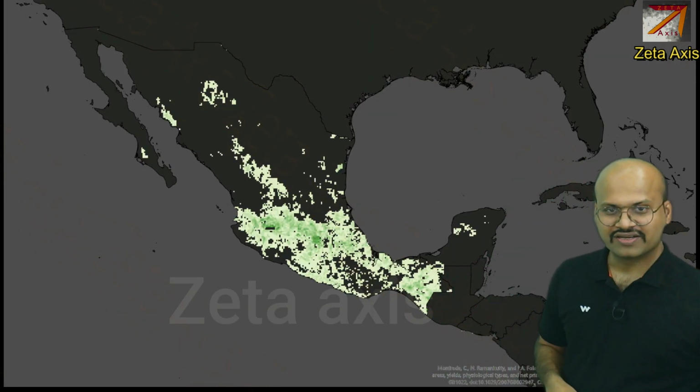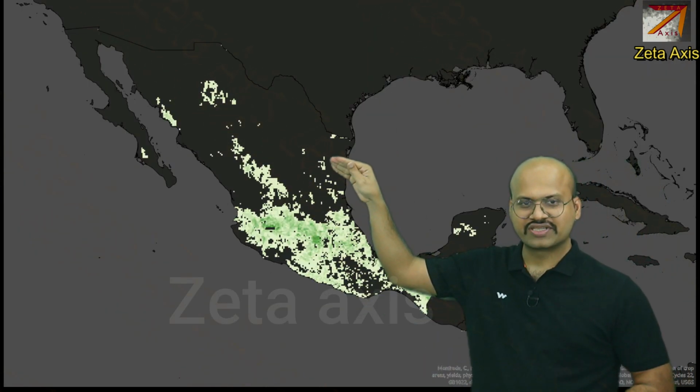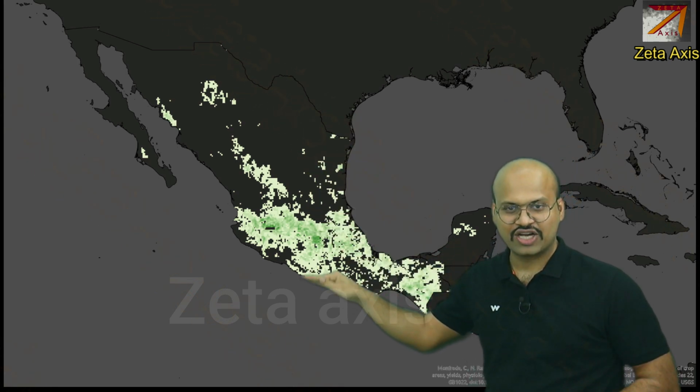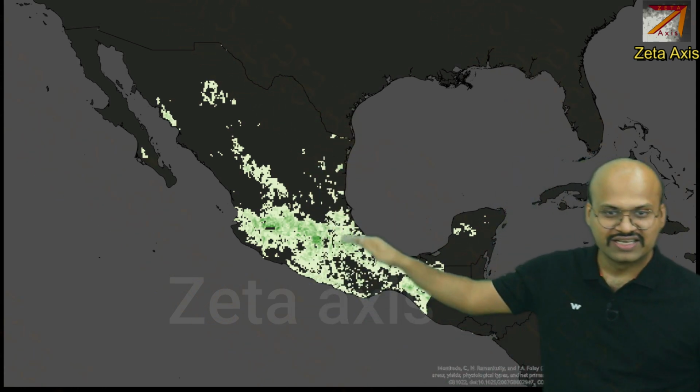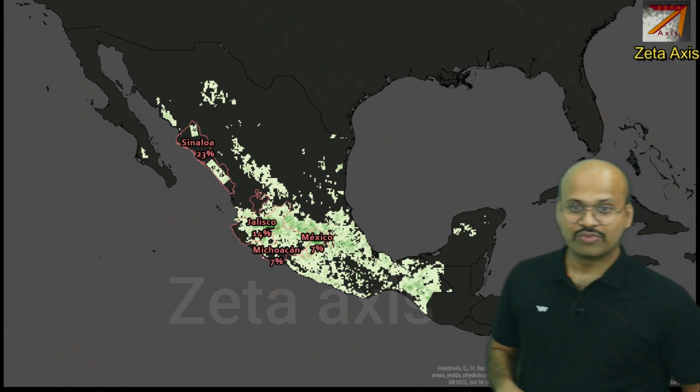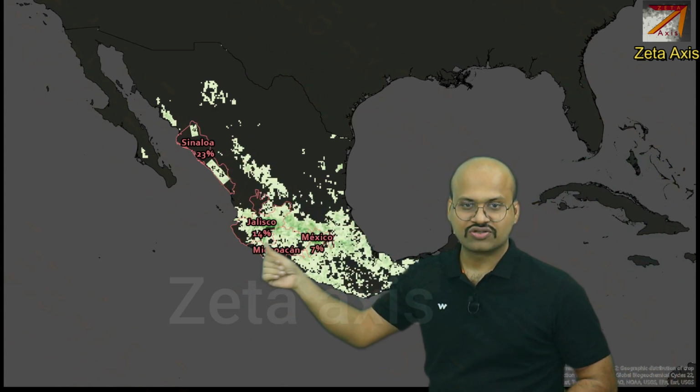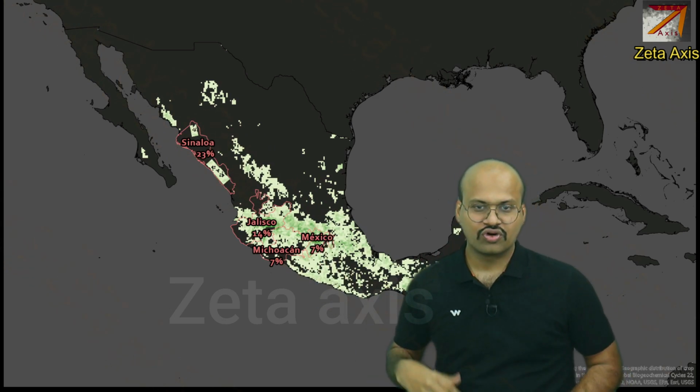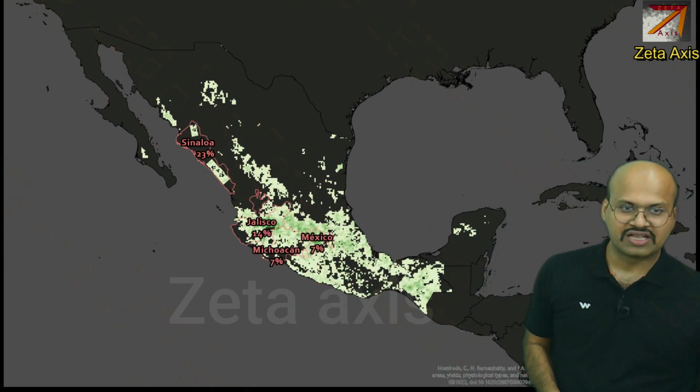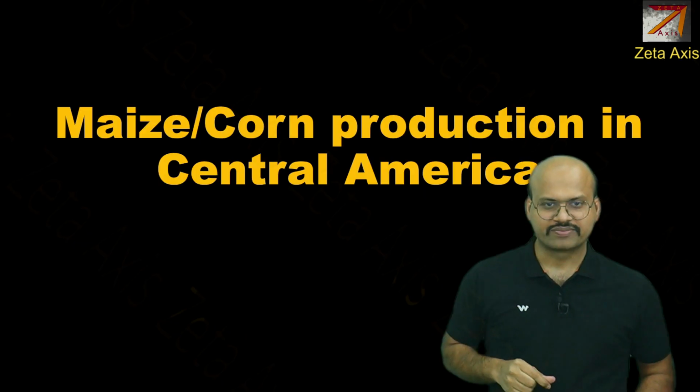So we can see here that most of the maize production in Mexico is confined to the southern region of Mexico, or southern states of Mexico. And the most important states are Sinaloa, Jalisco, and Mexico. So in the southern part of Mexico, we see a large amount of corn or maize production.